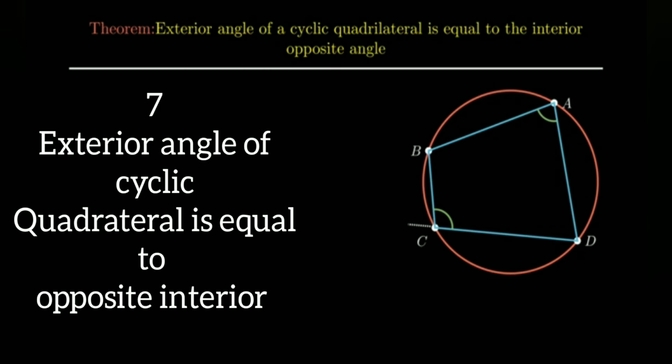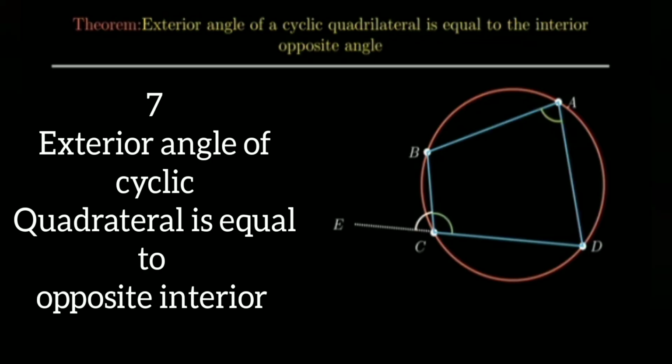If I extend line CD of this cyclic quadrilateral and project an exterior angle, now the exterior angle which I've produced here is equal to the opposite interior angle. The opposite interior angle is angle BAD, and the exterior angle is angle ECB. Those angles are always equal in a cyclic quadrilateral.